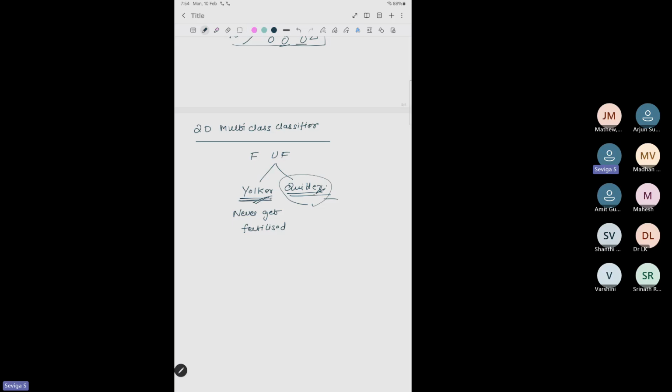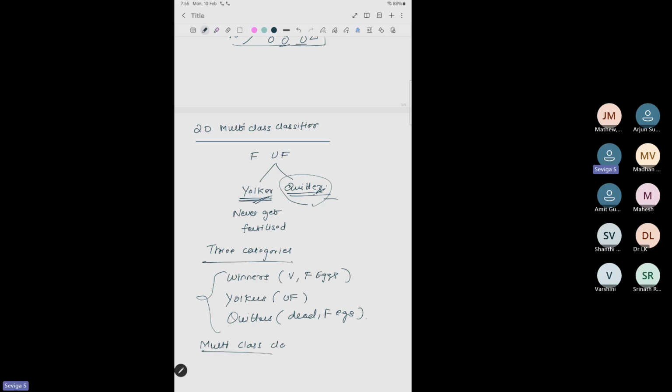So we have three categories of eggs now. The first is called the winners. These are viable and fertilized eggs. The second one is called the yokers. Yokers are unfertilized eggs. The third one is called quitters. Quitters are again dead and fertilized eggs. So we have three categories, and what we have now is a multi-class classifier. We need to build a multi-class classifier because we have multiple classes.